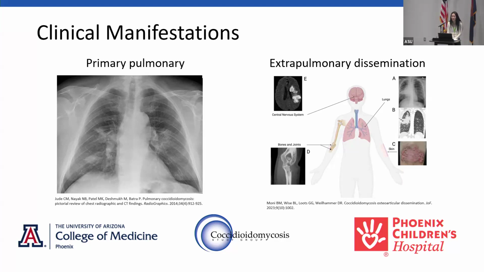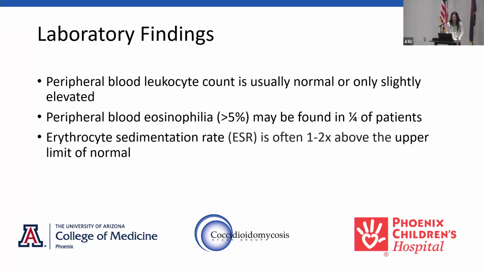And when the infection disseminates to extrapulmonary systems, it can affect the central nervous system, causing meningitis, or the bones and joints causing osteomyelitis, or infections of the skin and soft tissue lesions. And typical laboratory findings of valley fever usually include a normal or slightly elevated leukocyte count. Also, we can see peripheral blood eosinophilia, which may be found in a quarter of the patients, and also elevated erythrocyte sedimentation rate, often 1 to 2 times above the upper limits of normal.